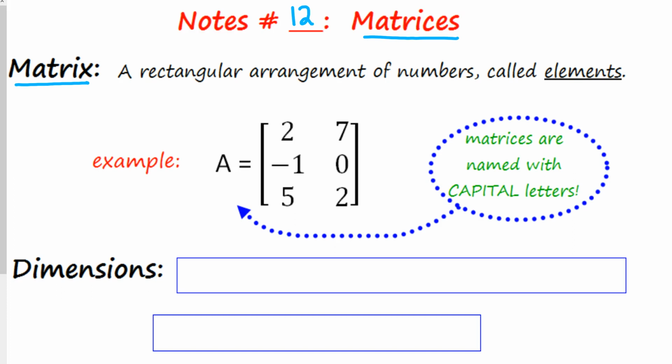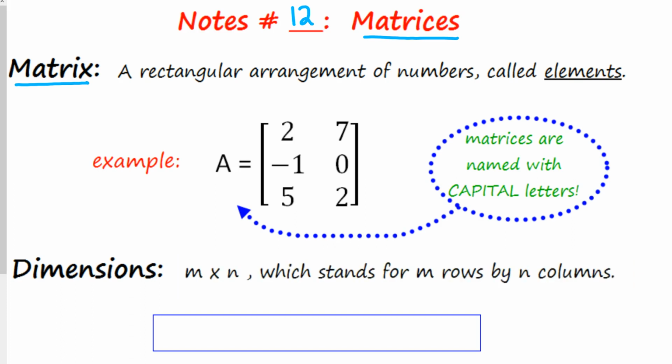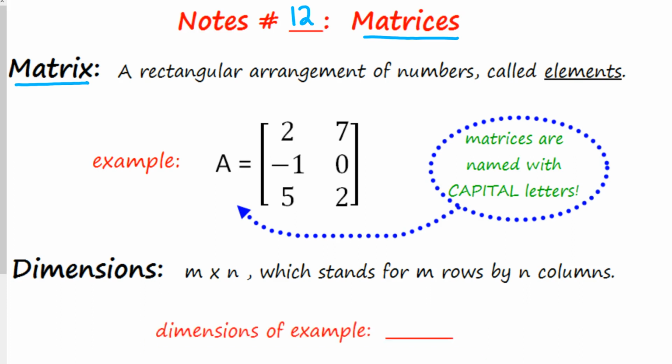We also talk about the size of the matrix. We refer to that as the dimensions of the matrix, and the dimensions is always denoted by the number of rows by the number of columns. So rows first, columns second. So in my example, matrix A, how many rows does it have? Rows go across. So it has 3 rows. And how many columns does it have? Columns go down, so it has 2 columns. So we would say that matrix A is a 3 by 2 matrix.